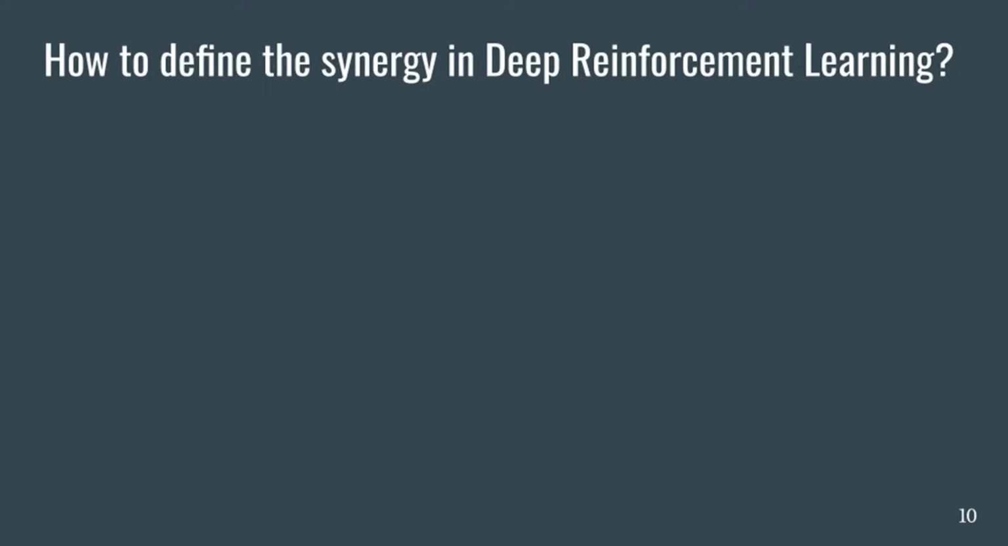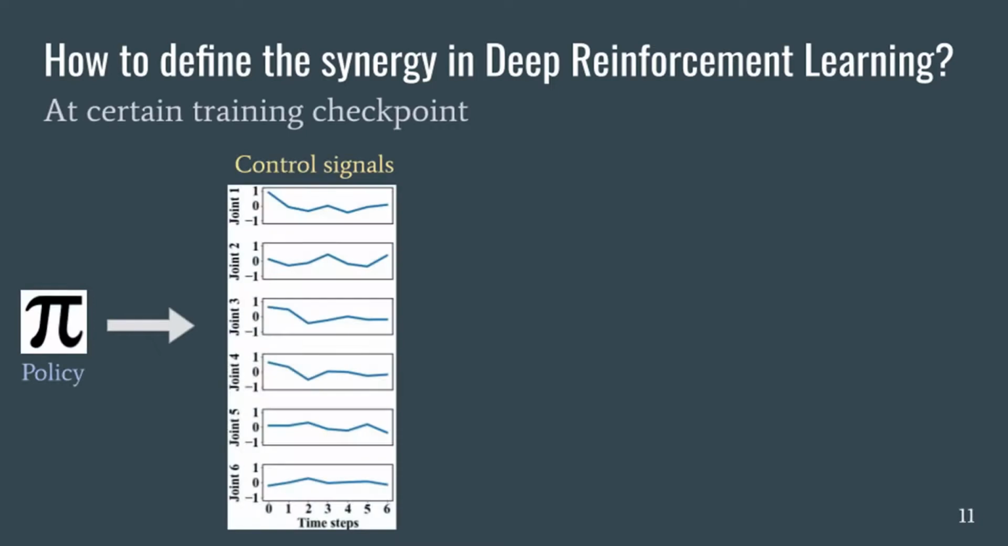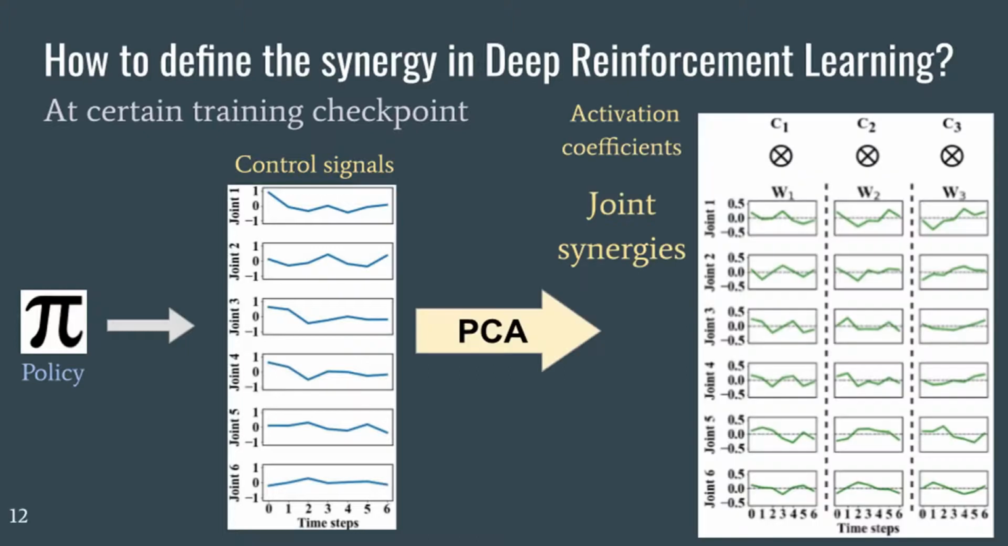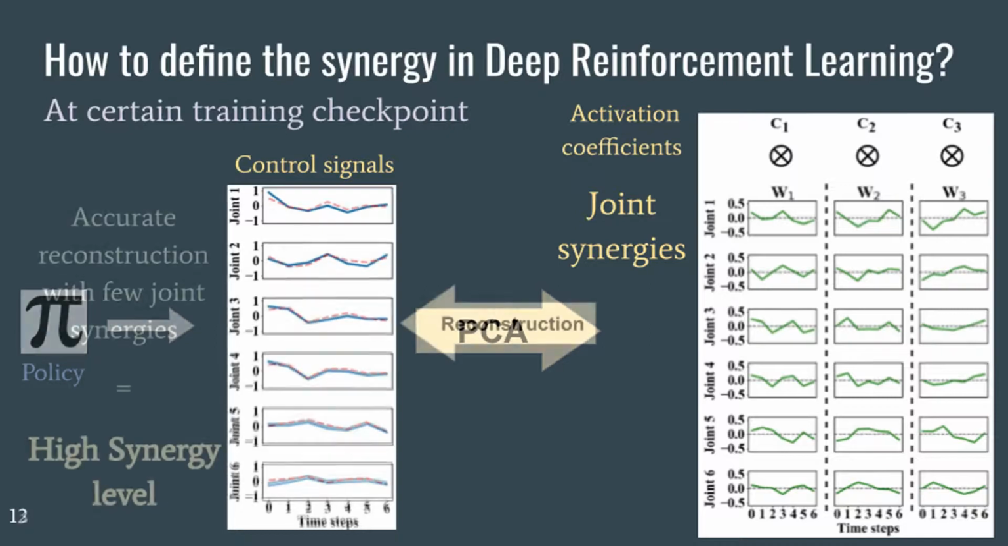in my research paper. First, at a certain training checkpoint, I will take the partially trained policy to extract the control signals from this policy. Using these control signals, I will use a dimension reduction technique called PCA, Principal Component Analysis, to extract the synergies from the control signals. At the output of PCA, I will have my joint synergies and also their corresponding activation coefficients.